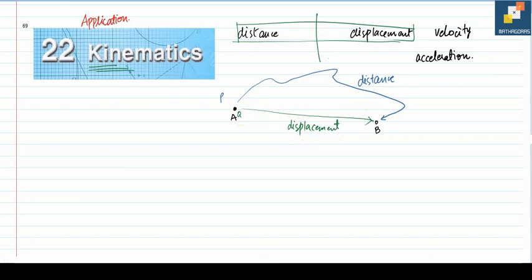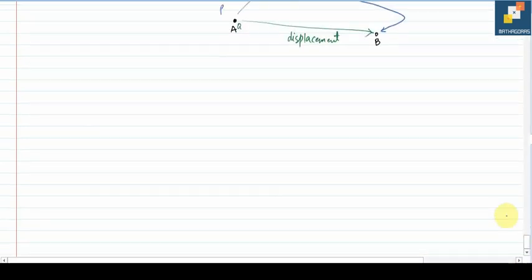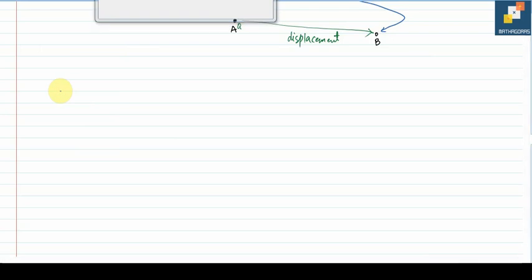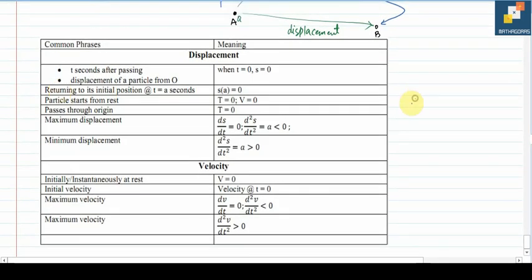Now there are some very important parameters that I have written in the form of notes. You have some common phrases that you will see in the question, and whenever you see such a phrase, you need to highlight it. The meaning of the phrase, let's suppose it says, t seconds after passing a point, is that when time is 0, its distance is 0. S defines distance or displacement.